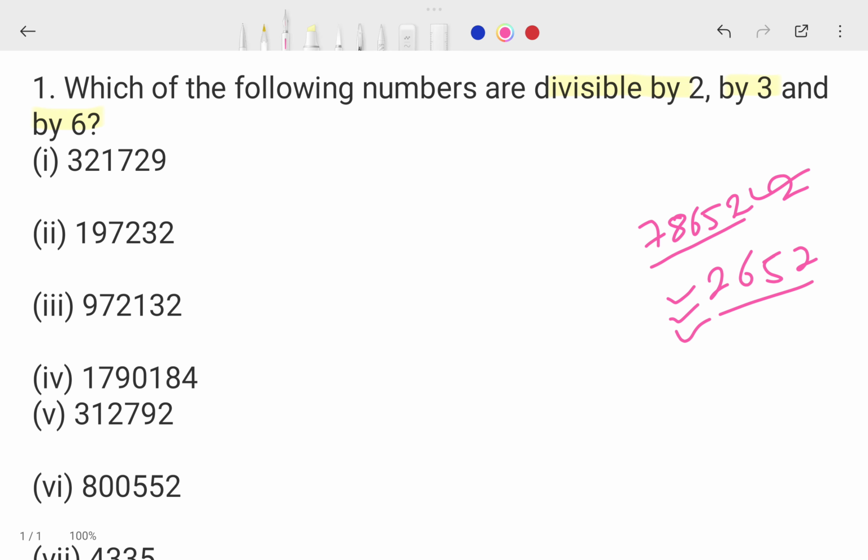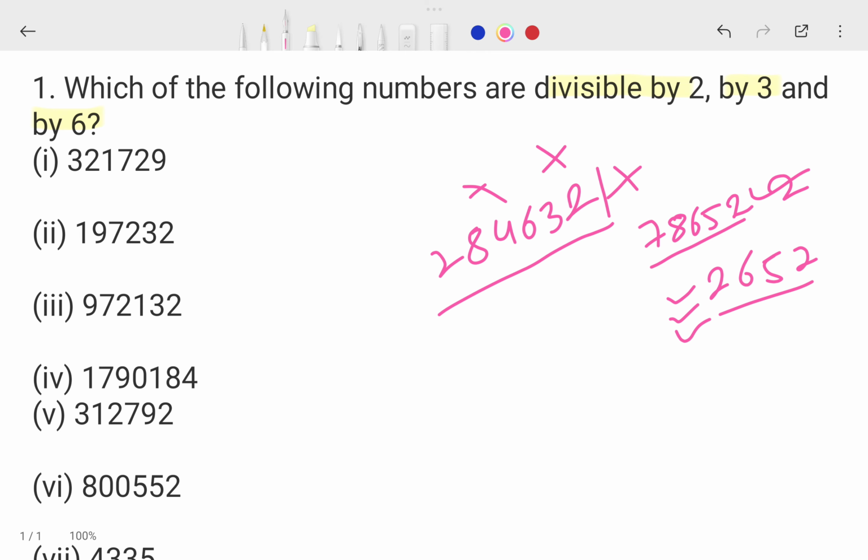How is it possible? If I tell you to just look at this number and tell me whether it is divisible by 2 or not, you will say, sir, we have to divide, then we can understand. But I'm looking at this number and telling you it is not possible to divide by 2. Now we have a question: is it divisible by 3 also? Looking at this number, I'm telling you this is also not divisible by 3, and also not divisible by 6.